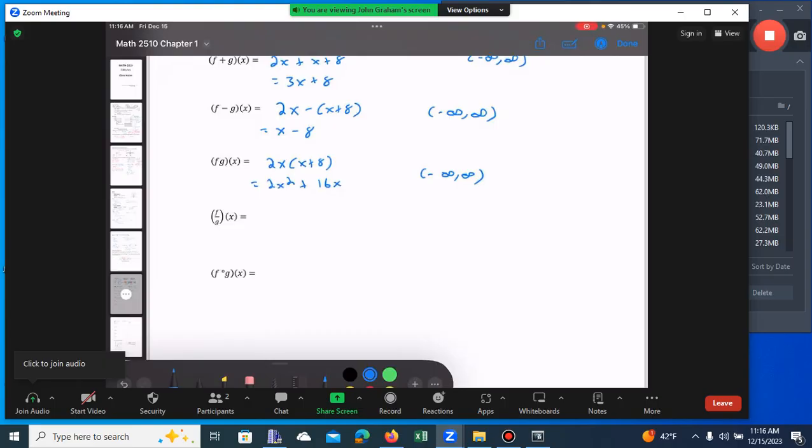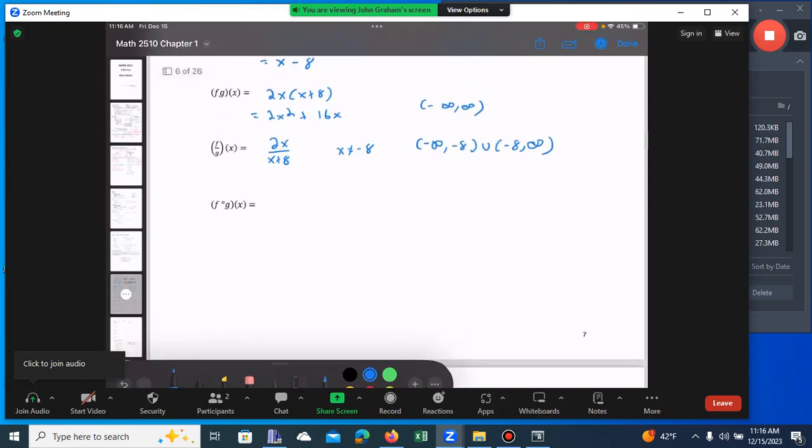F over g, you have 2x over x plus 8. And there's really no simplifying you can do there, but we have to take into account that x cannot equal negative 8. Otherwise, you're dividing by 0. So your domain has to exclude negative 8. Right? And then the last one, g going into f of x, is 2 times x plus 8. When we distribute that, you get 2x plus 16. This is just linear again, all real numbers.